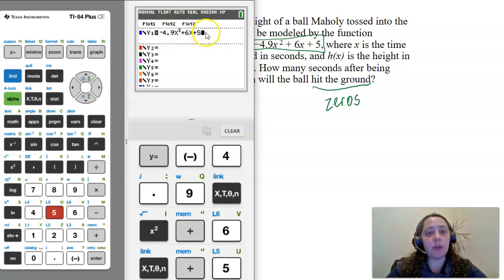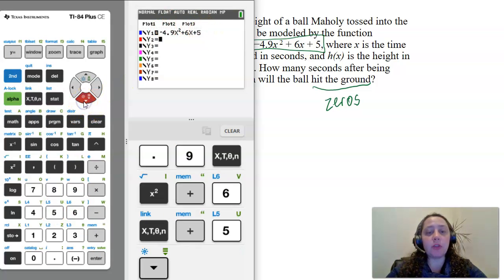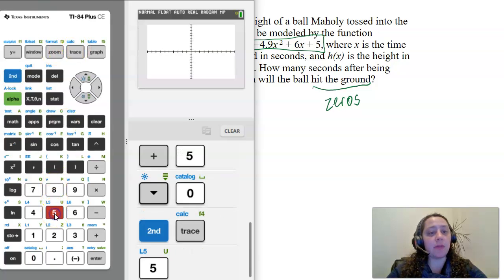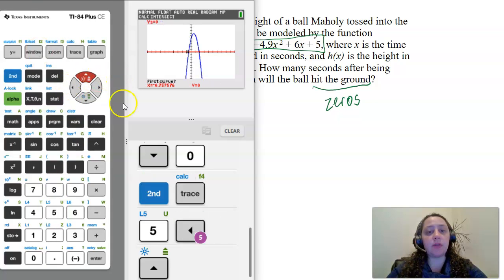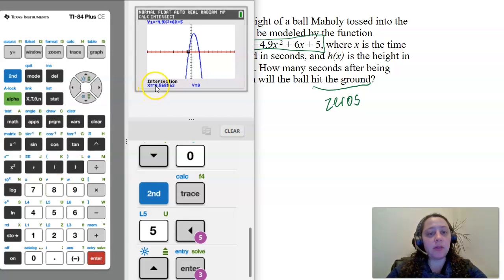Now that I have my function in y1, in y2, I'm going to put 0 because the height of the ground is 0. Then I press second trace 5, and I go to where the blue line and the red line intersect and press enter 3 times. So my first is negative 0.568963. However, remember we can't have a negative time.